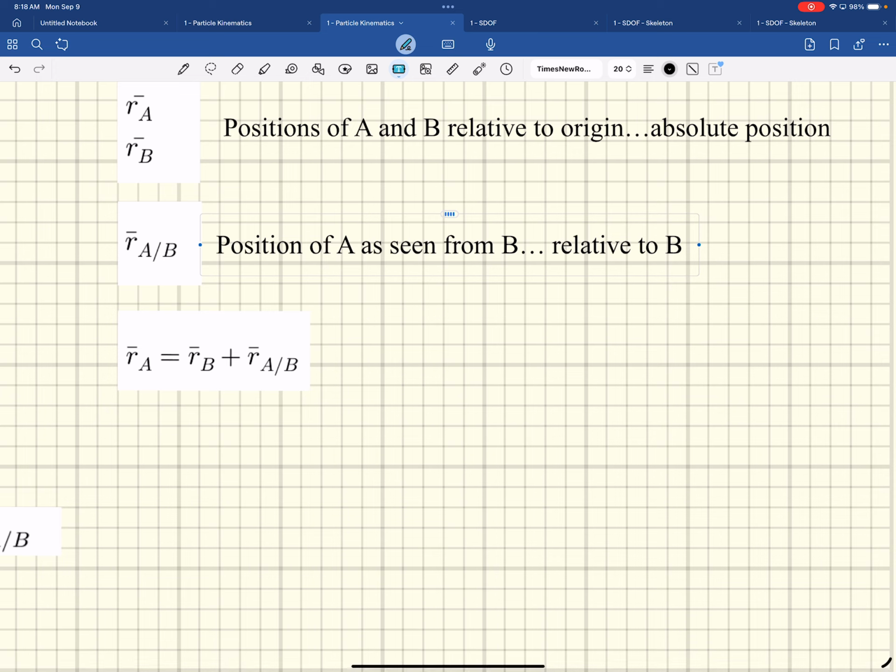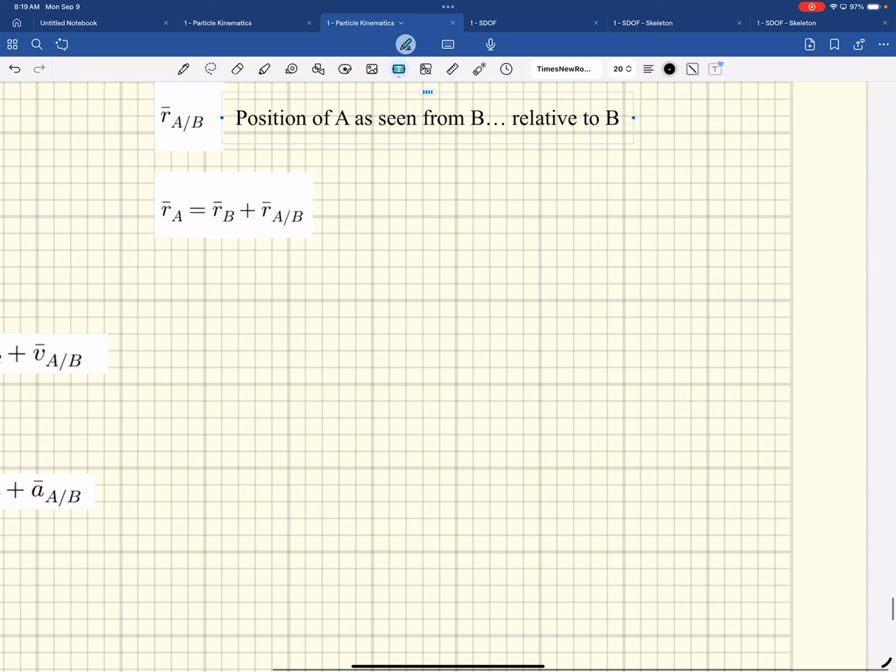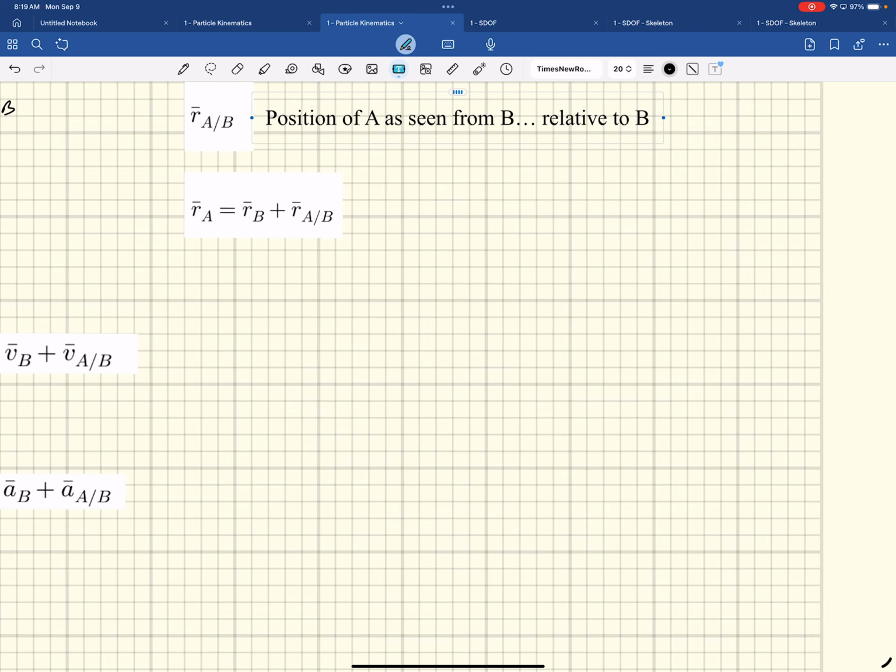In this class, to me, in my simple brain, it works best to say this is what A looks like from B. This is A as seen from B. And again, that's different than what B looks like from A, right? So the order of those makes a difference. A as seen from B or B as seen from A. I say "as seen from."